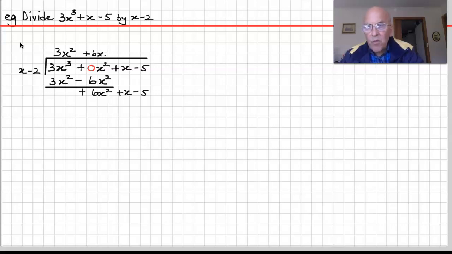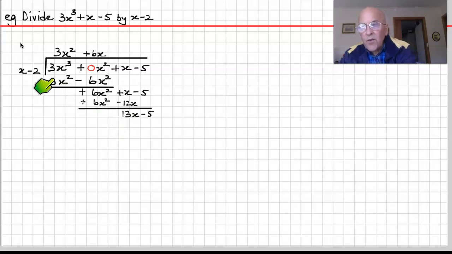Okay, let's do the multiplying of the 6x by the x minus 2. And we get 6x squared minus 12x. Now we do the subtraction. Okay, what did you get? Subtracting. Come on. Did you get 13x? And then you bring down the minus 5 as well. Good work if you did. Now, okay, degree 1, we have to go again.